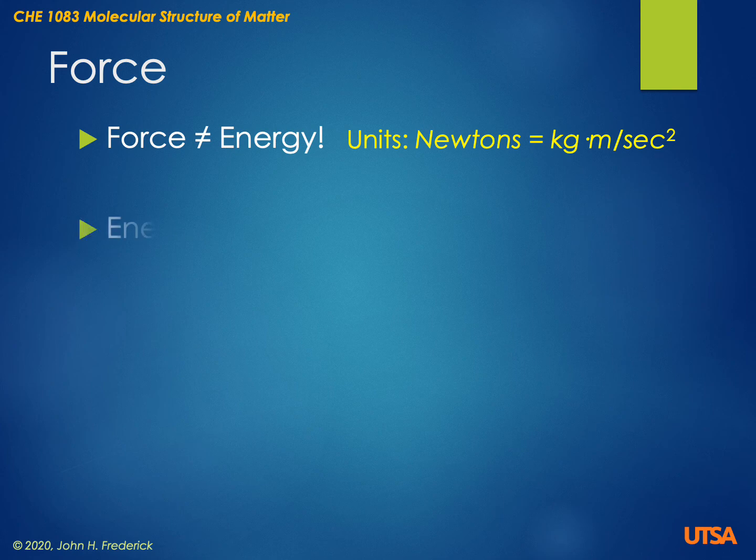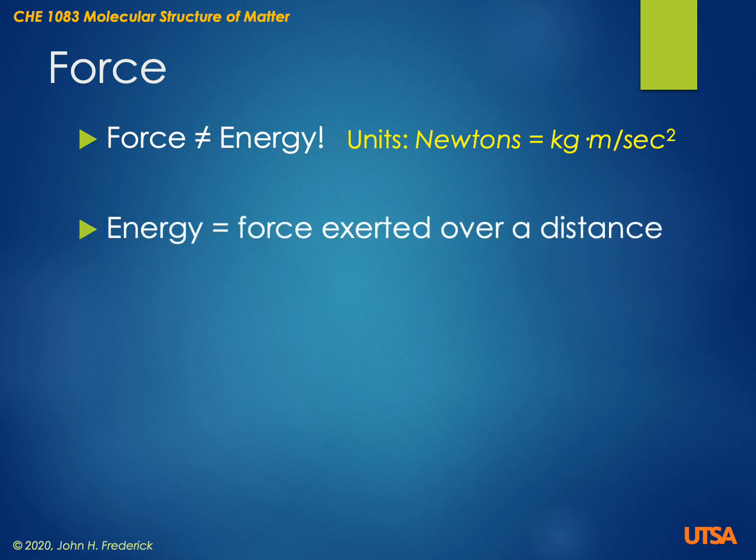So in this case, we can define energy as the force that is exerted over a distance. And so we might then say that 1 joule is equal to 1 newton exerted over a distance of 1 meter. And indeed, when we multiply the definition for newtons up above by meters, we get the units of energy, or joules.